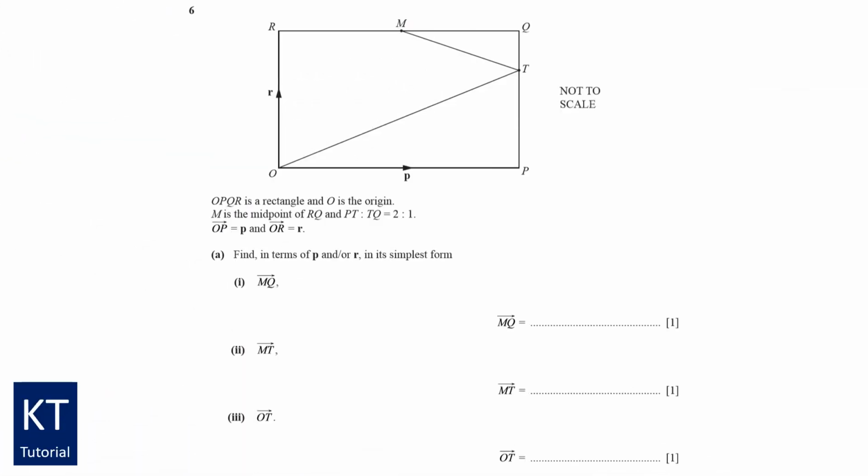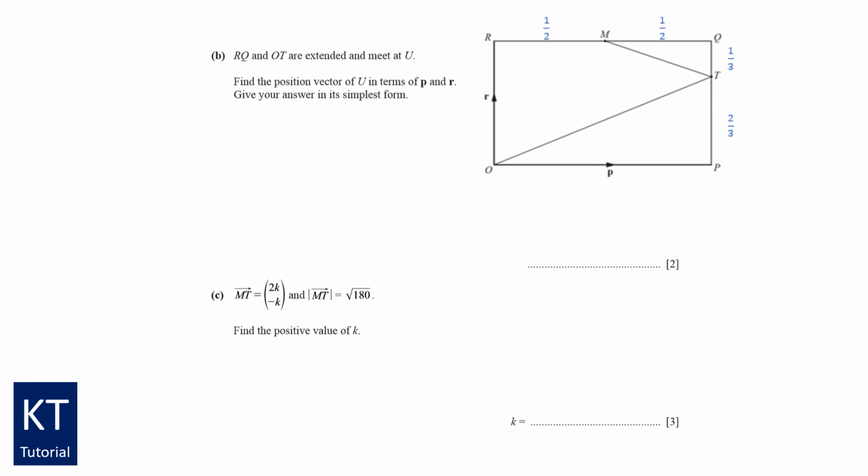Question 6. OPQR is a rectangle and O is the origin. M is the midpoint of RQ and PT to TQ is in the ratio of 2 to 1. OP is p and OR is r. Find in terms of p and r in its simplest form: what is MQ? MQ is half p. Next, find MT. MT is half p minus a third r. Next, find OT. OT is equal to p plus 2/3 of r.